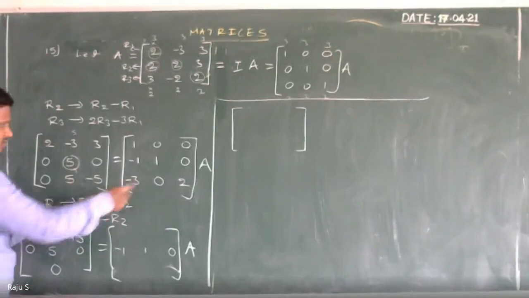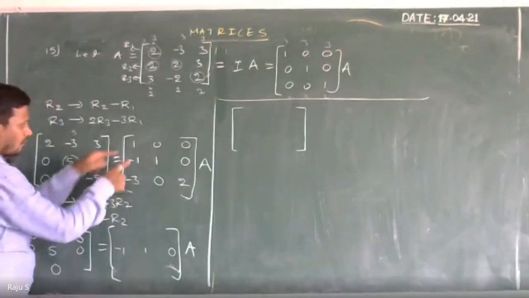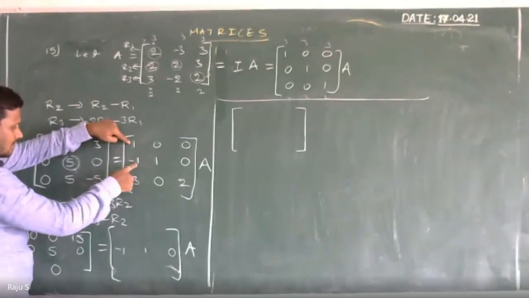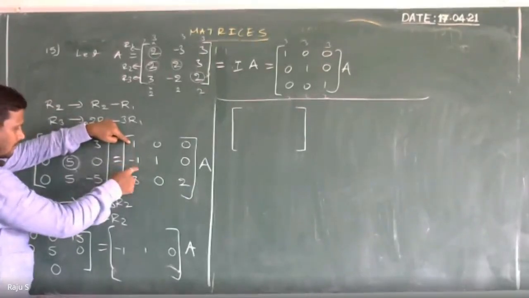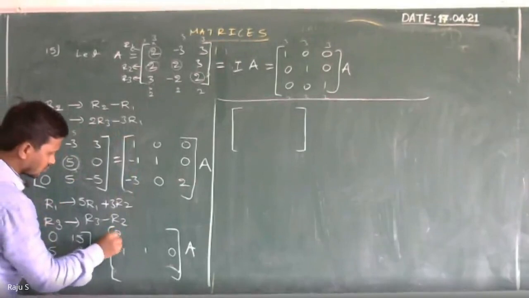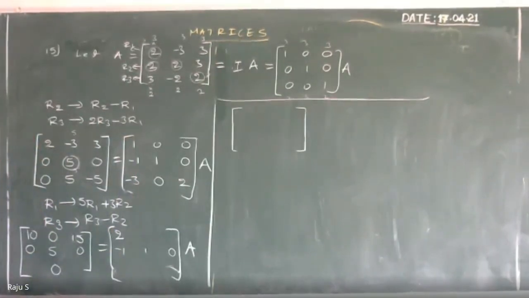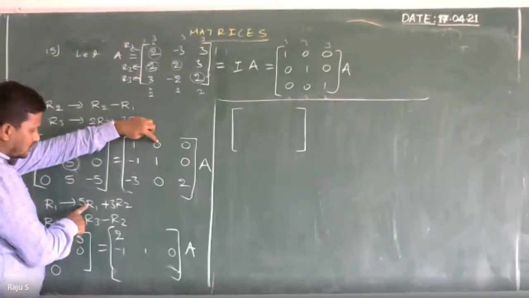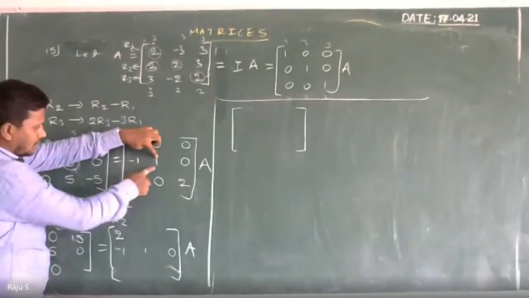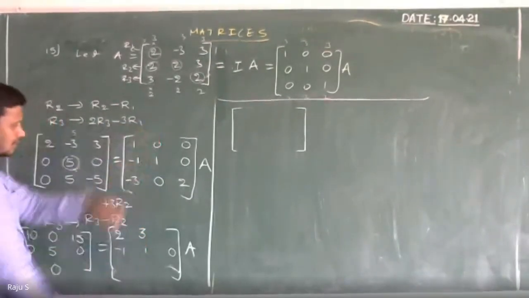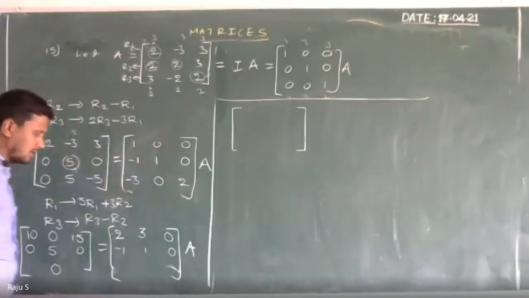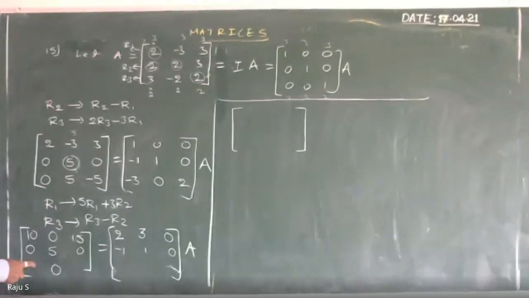So the same operation applies on the RHS. 5R1 plus 3R2. 5 minus 3, that is 2. Then here 5R1, 5 into 0, 0 plus 3R2 means 3 into 1, 3. Next 5R1, so both will be 0 here. This is 0, clear.